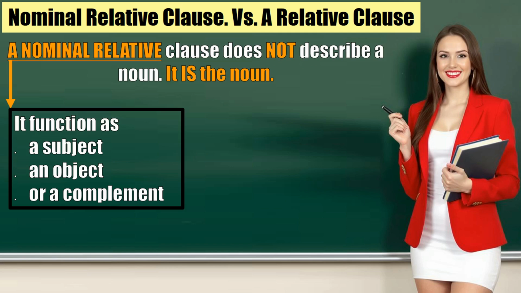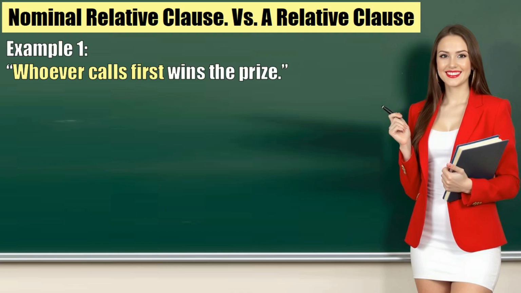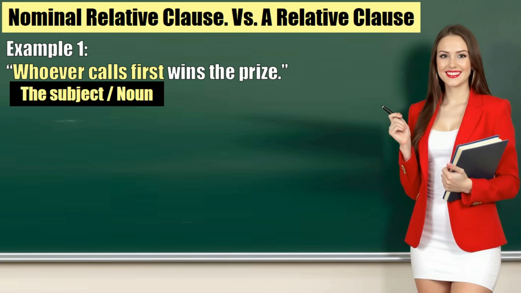Let's look at examples. Example 1. Whoever calls first wins the prize. Let's analyze this carefully. Whoever calls first is the subject of the sentence. Is there a noun before whoever?